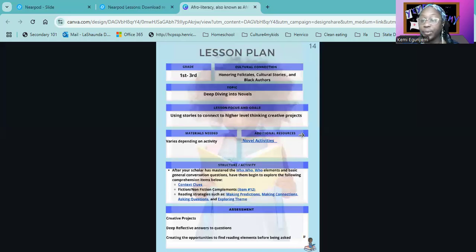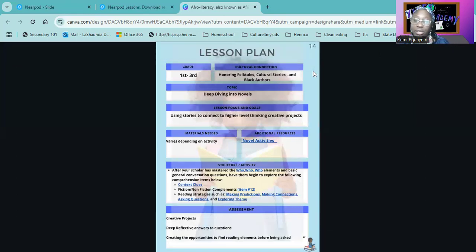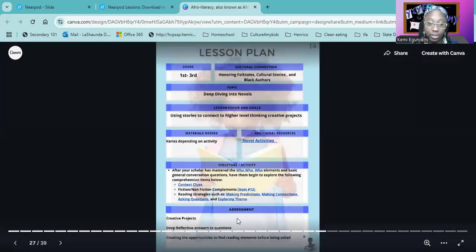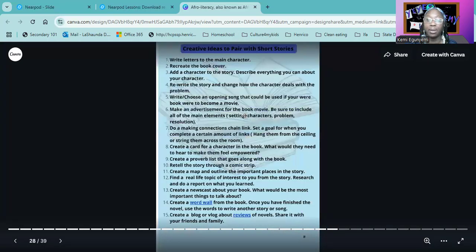First to third grade. You have taken a deeper dive into novels. I'm going to show you the novel activities in a moment. They can build on the who. They can have a chance to talk about context skills, which we'll go over in the vocabulary section. Again, making predictions. We talked about all of those things. And so we are honoring folk tales, cultural stories, and Black authors.